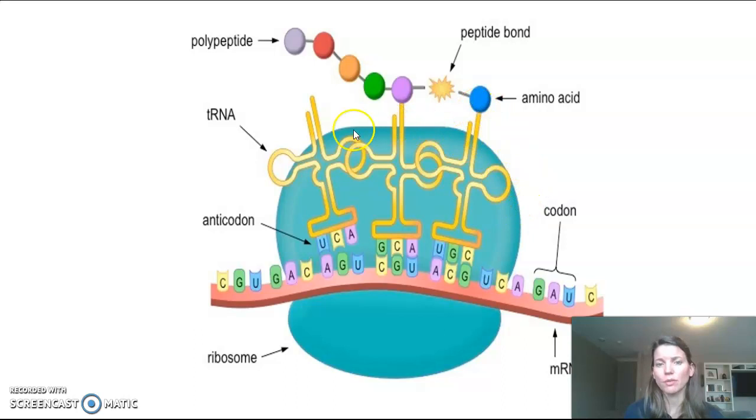The job of the ribosome is really just to hold the mRNA in place as it's being read. Okay, so you've got your rRNA, I'm sorry, that's holding the mRNA strand that's being read, the tRNA that's carrying the anticodon and the amino acid.